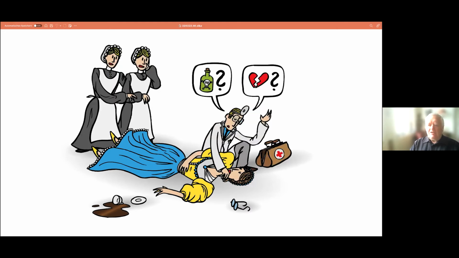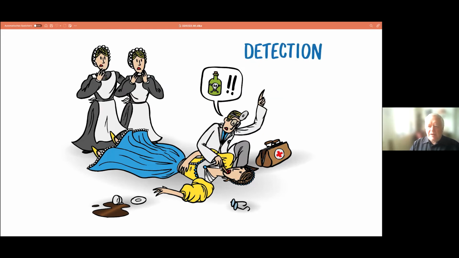Then usually a doctor is called, and the doctor has to decide, is she really dead? And did she die because of a broken heart or because of poison, for instance? The poison would mean there's a crime, while a broken heart is also sad, but it's maybe more natural. Now, detection means that the doctor finds out it is actually done by poison and not due to a broken heart. And this ends the role of the doctor.